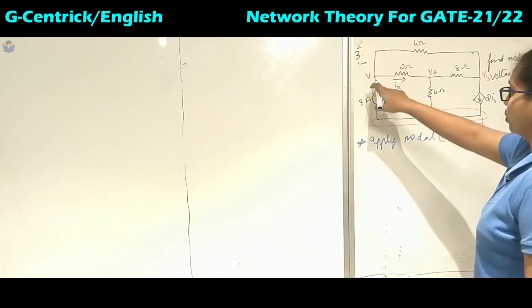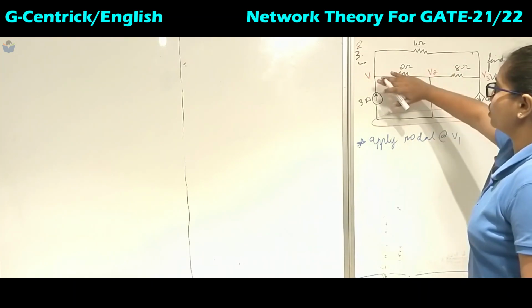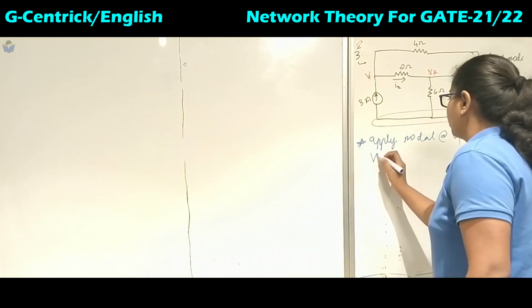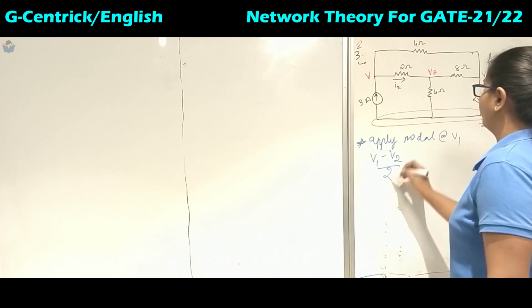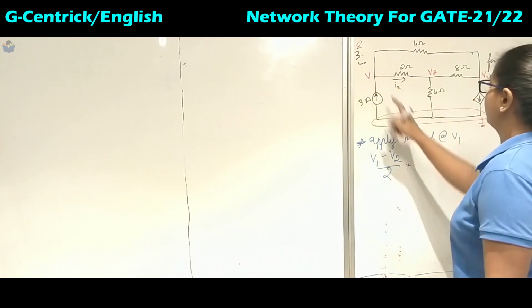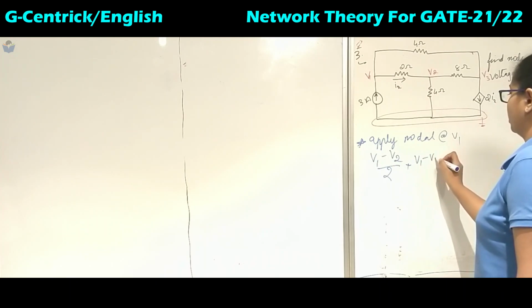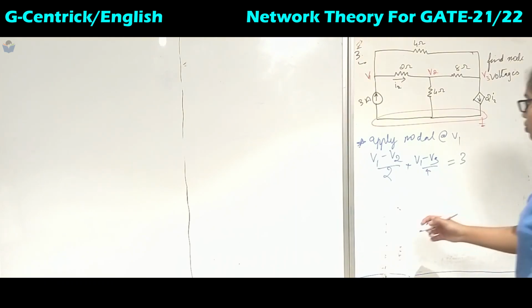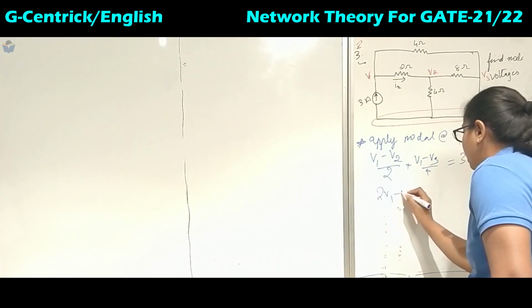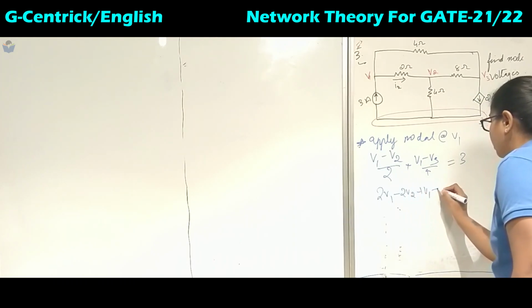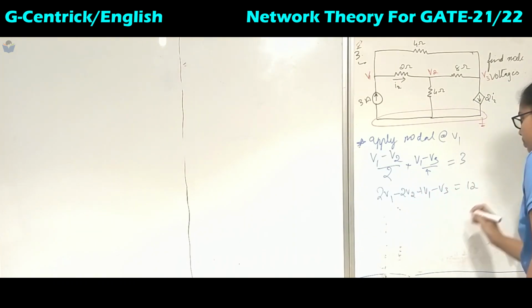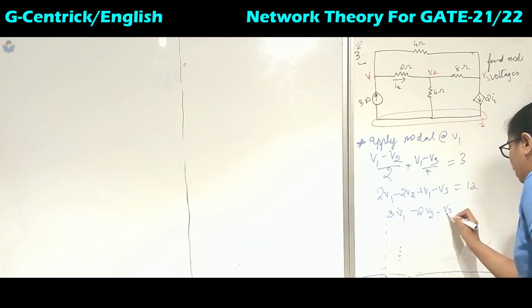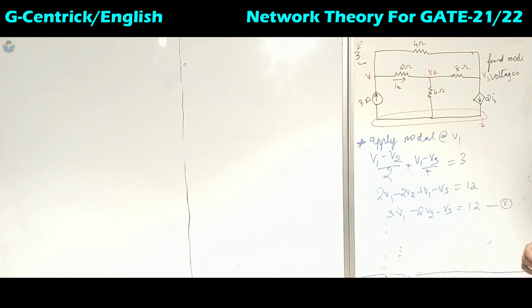So the current is flowing from higher to lower potential. Ignore the direction of the Ix for now. Okay, assume that V1 is at the higher potential. So V1 minus V2 divided by 2. So 1, 2, 3 branches, and V1 minus V3 upon 4. This is incoming, so which is equal to 3 amperes. So LCM is 4. We will get 2V1 minus 2V2 plus V1 minus V3 equal to 12. So V1 that is 3V1, then minus 2V2 minus V3 is equal to 12. So this is equation number 1.